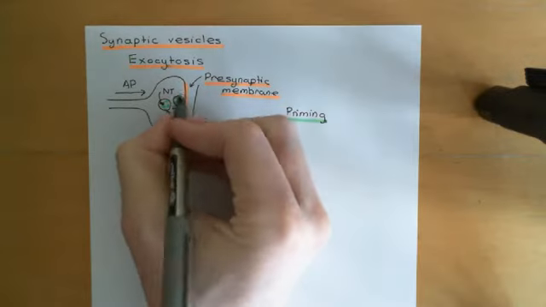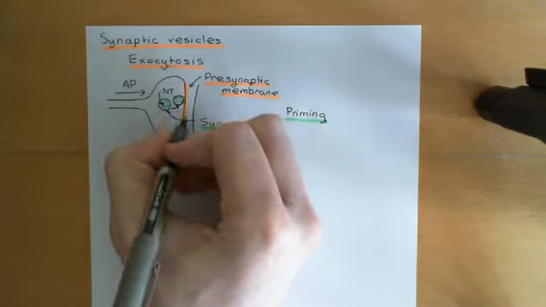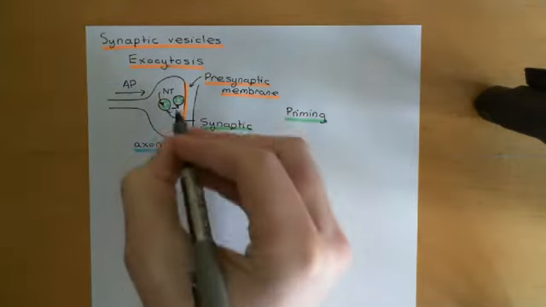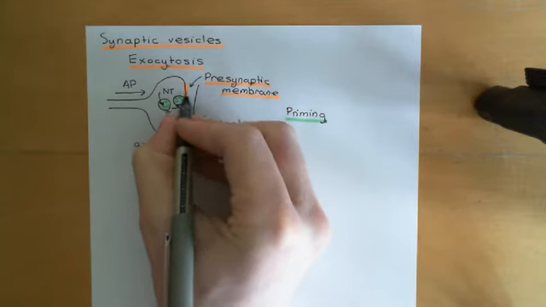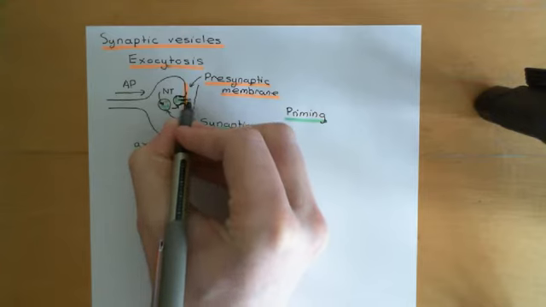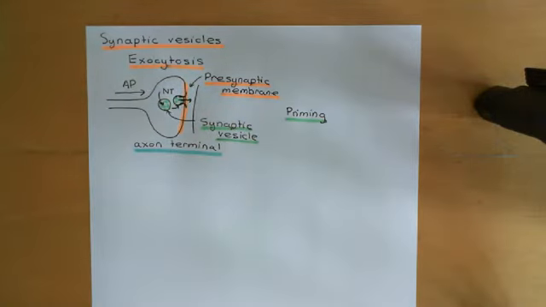And then, of course, what will happen is it will release its neurotransmitter into the synaptic cleft, the space between the presynaptic membrane and postsynaptic membrane, once it has fused with the plasma membrane. So the membrane of the vesicle becomes part of the plasma membrane, the lumen of the vesicle becomes part of the extracellular fluid, and the neurotransmitter will be released into the synaptic cleft.